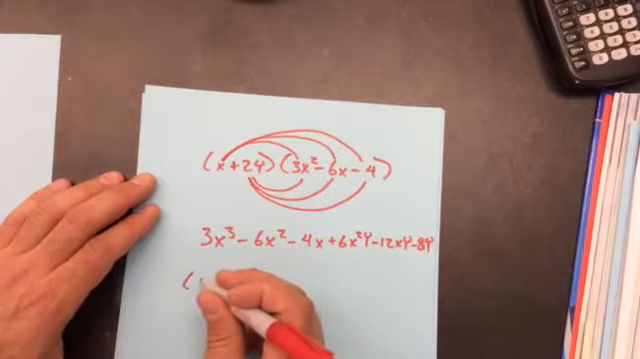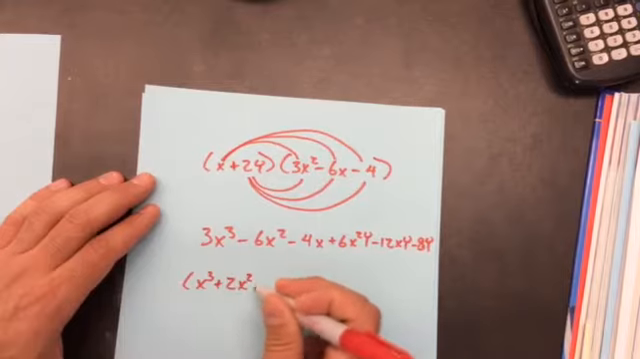We'll do another example where we have a trinomial times a trinomial.